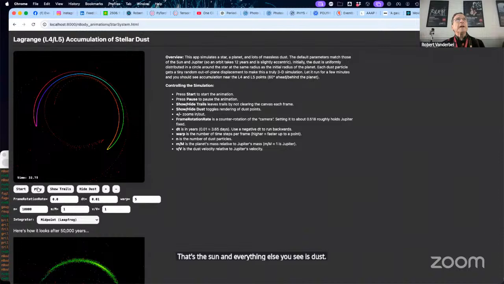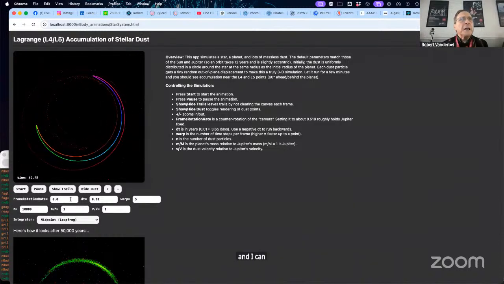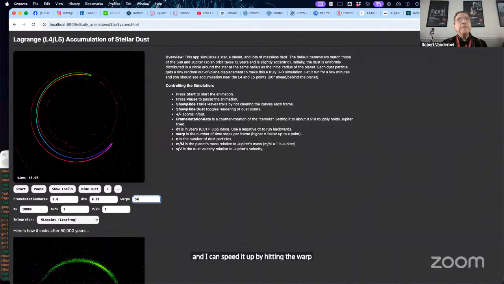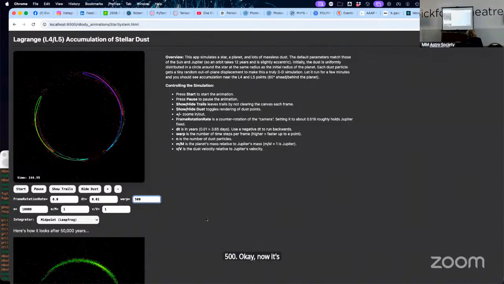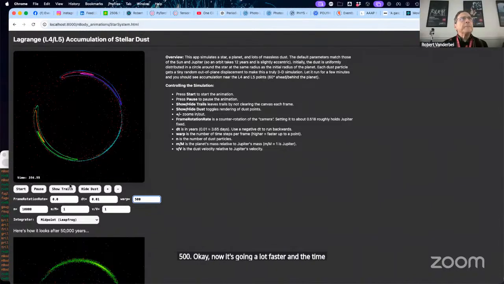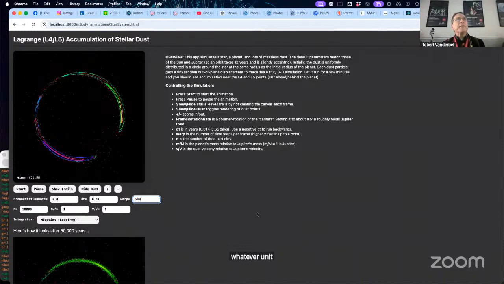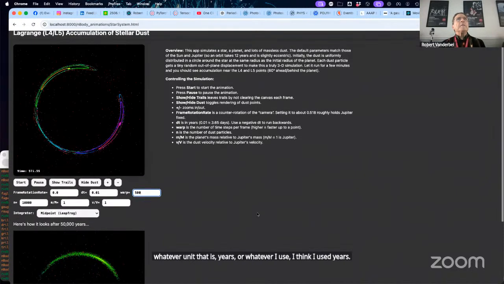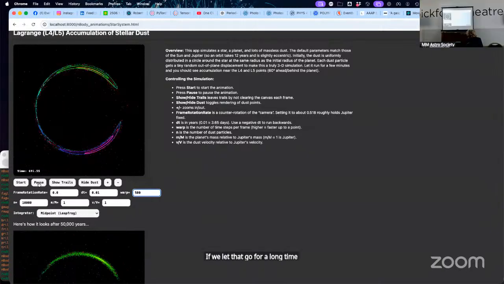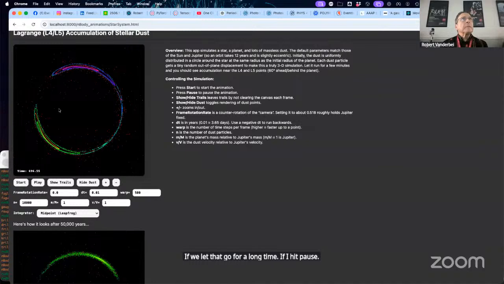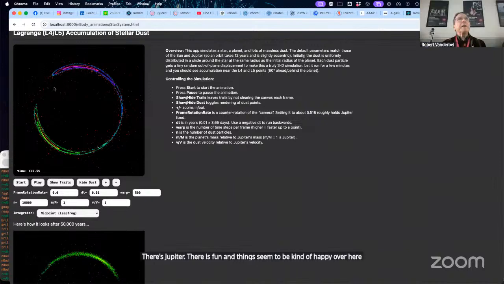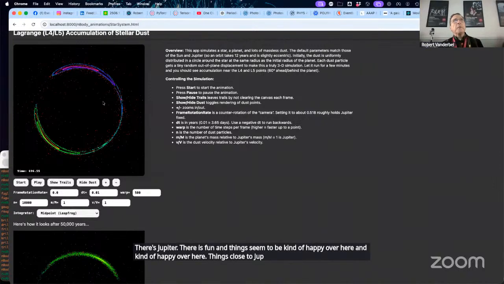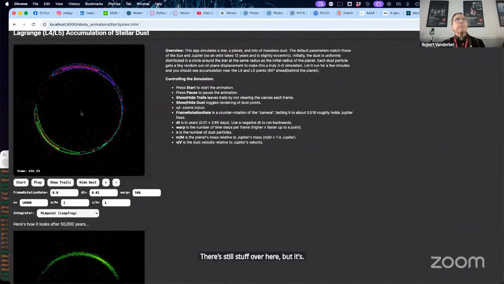And if we let this keep playing, I can speed it up by hitting the warp to maybe 50, or how about 500? Wow. Okay, now it's going a lot faster, and the time is 300, whatever units that is, years I think. If we let that go for a long time and hit pause, there's Jupiter, there's the sun, and things seem to be kind of happy over here and kind of happy over here. Things close to Jupiter are completely knocked away, and there's still stuff over here, but it's not as nice as it is over here.